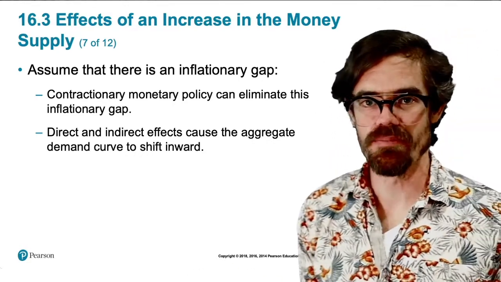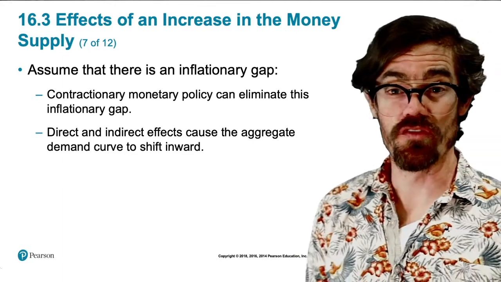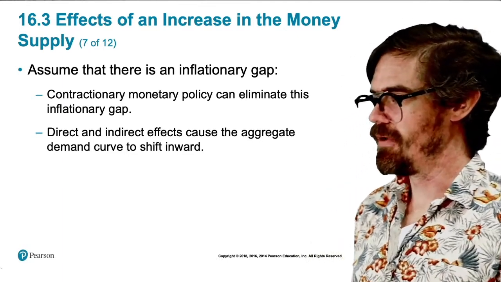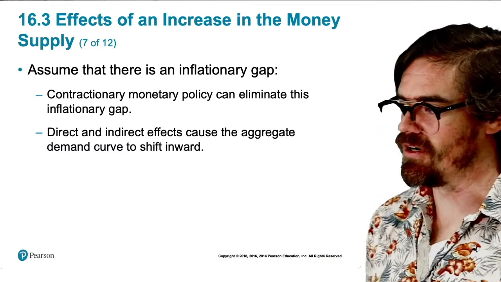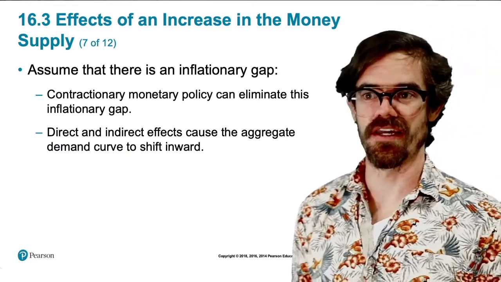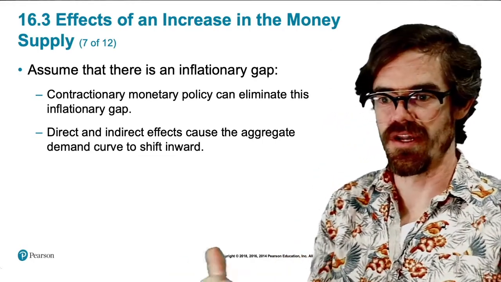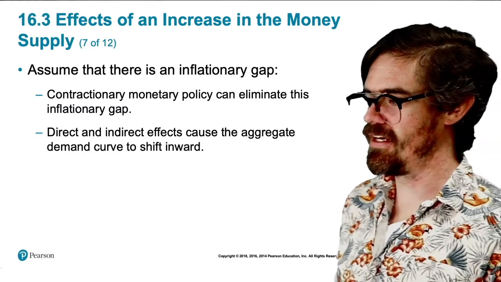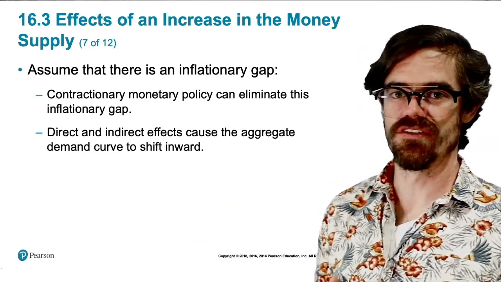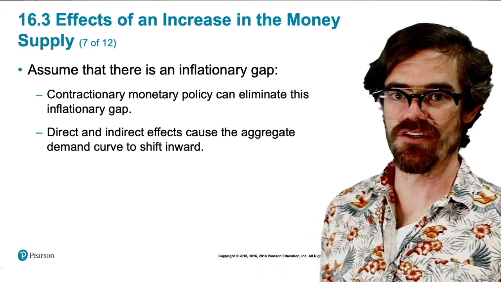Okay, what about the opposite case when we're in an inflationary gap and the economy is kind of overheating? Well, the Fed can then engage in contractionary monetary policy to eliminate the inflationary gap, sort of reel in inflation, bring the increase in price level down a bit. And then this is, again, the result of the direct and indirect effects of the change in the money supply, just like we talked about.